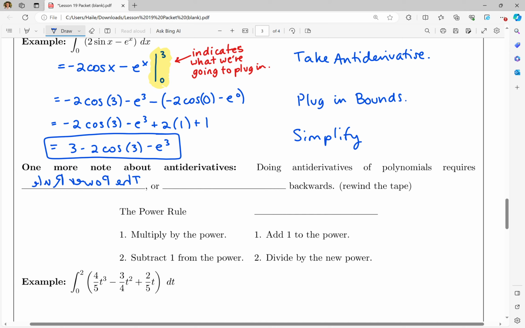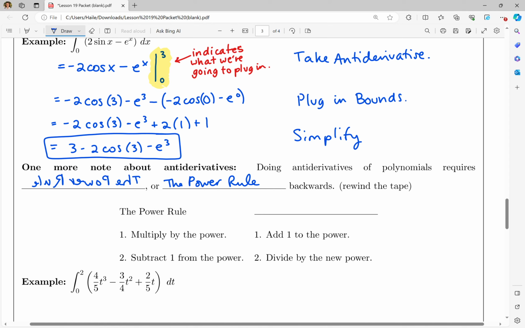All right, or the power rule backwards. So what do I mean by this? Well, for those of you who remember cassettes and VHSs, what I mean is literally rewind the tape. So the way you do power rule, you do the backwards power rule exactly in reverse.